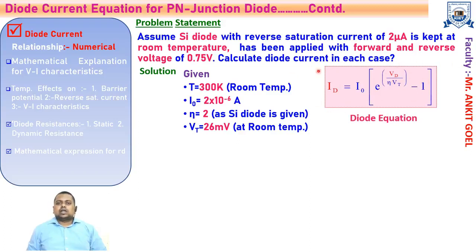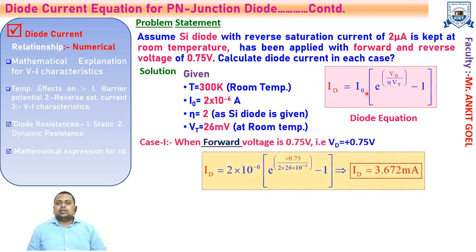So let us start calculating the diode current for the first case when the forward voltage is plus 0.75 volt. So I naught is taken as 2 into 10 to the minus 6 ampere, Vd is plus 0.75, eta is 2, and Vt is 26 millivolt. So you will get the value of the forward current as 3.672 milliampere. Try yourself also and verify the result.